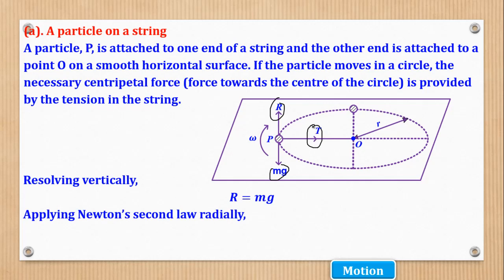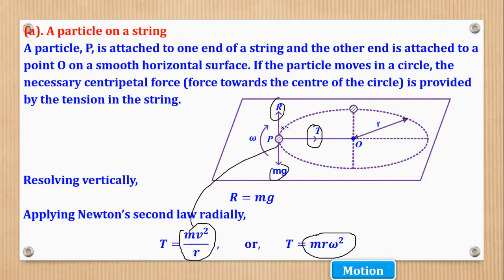Now here, in circular motion, it is somehow a little funny. Let's see this step. We are saying that T is equal to mv squared over r, and here we are saying T is equal to mr omega squared. So we are not seeing this one anywhere on the diagram. So why are we using it?